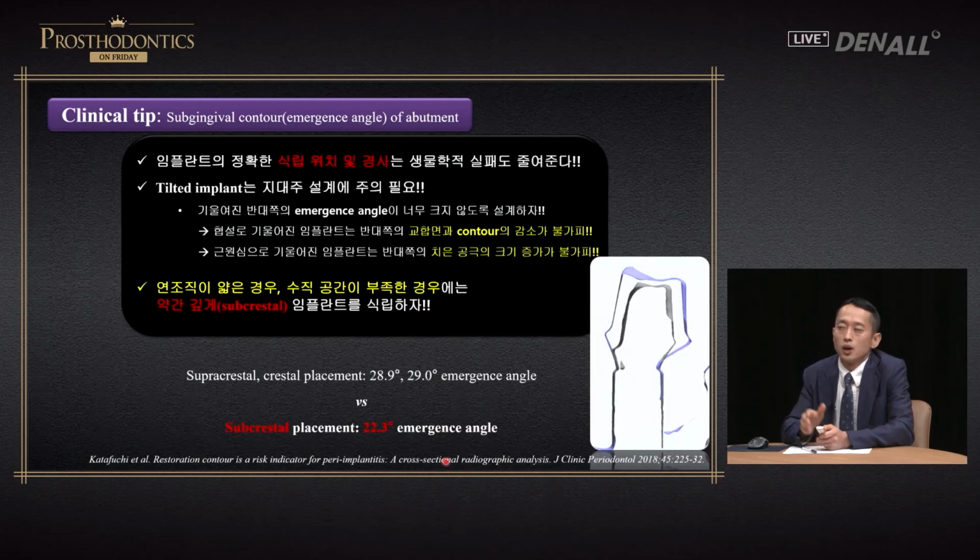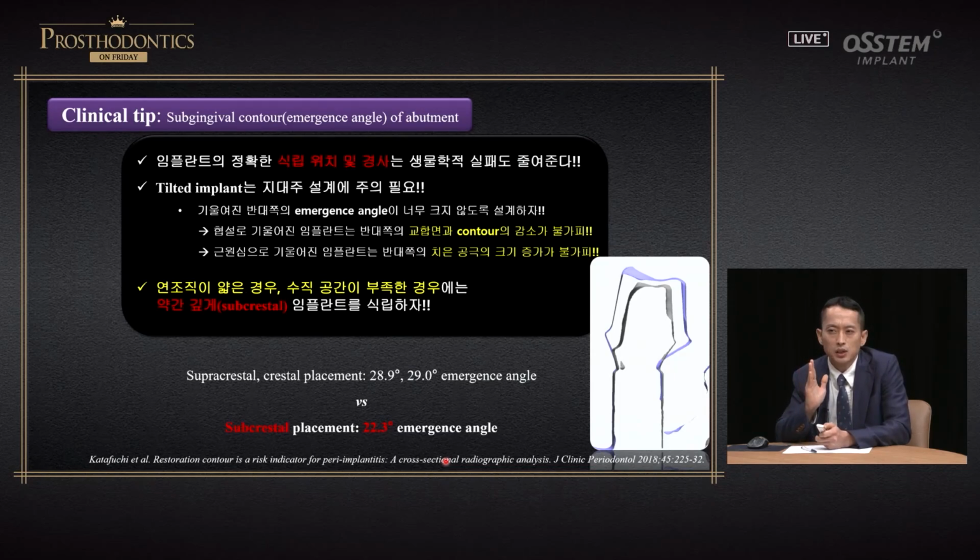In conclusion, convex or big emergence angle can have negative impact in surrounding tissue. As mentioned, if implant has been placed in a tilted manner, it can cause many biological problems as well as mechanical problems. Accurate implant placement is really important. If the implant is tilted, when you design abutment and prosthesis, you need to pay more attention. You need to make sure that the emergence angle on the other side does not become excessive.